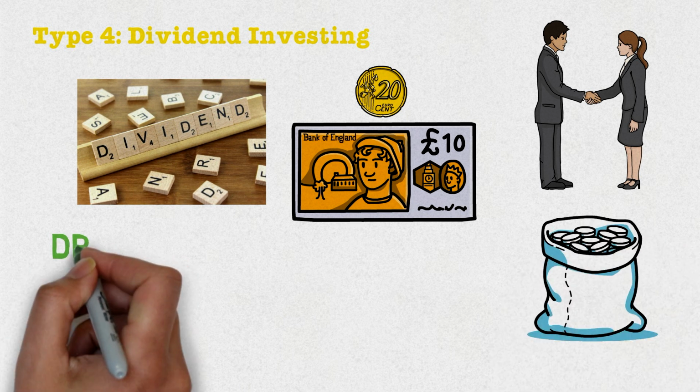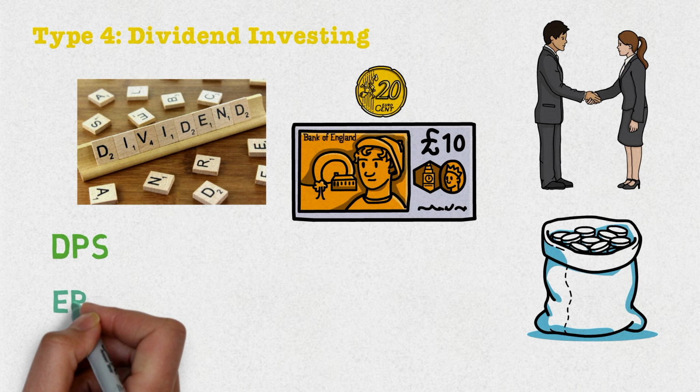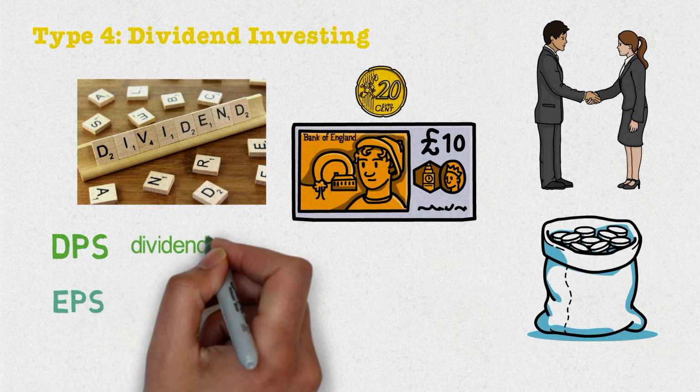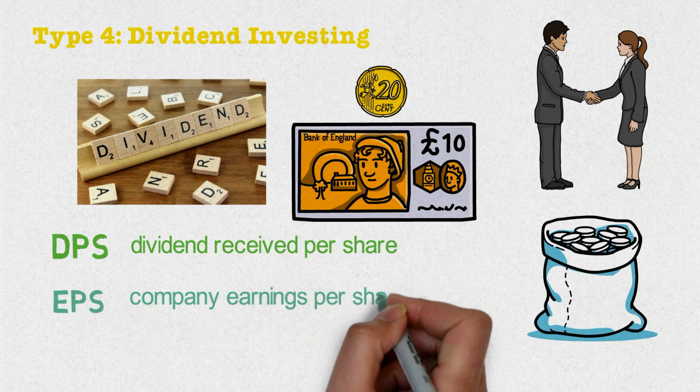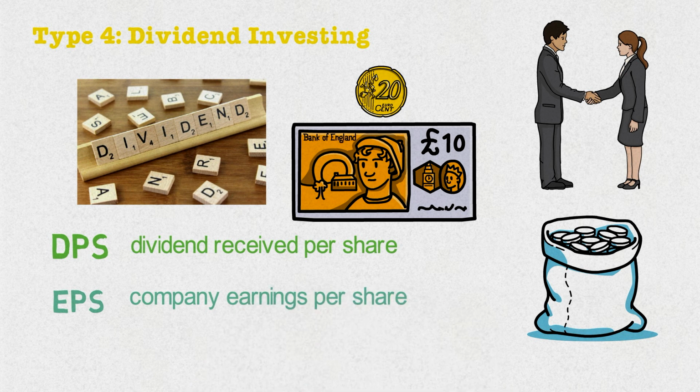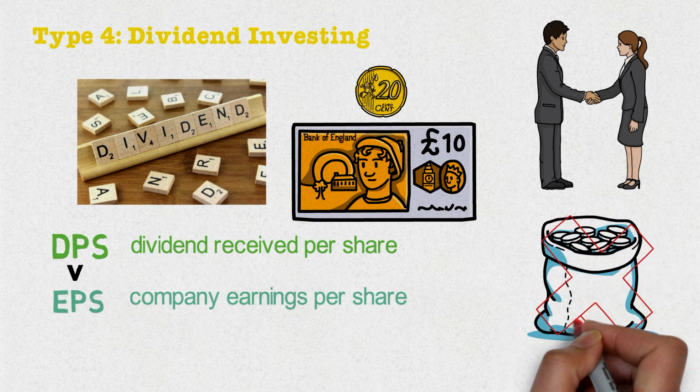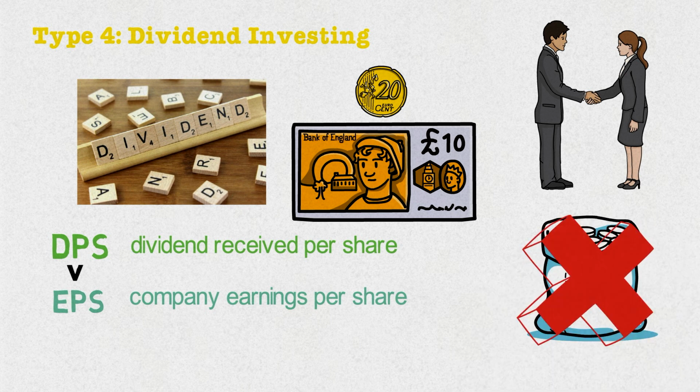The important indicators to judge this are DPS and EPS. DPS represents the dividend received per share, and EPS stands for company earnings per share. A prolonged period of EPS underperformance is usually a sign that the company's earnings will struggle to sustain its current dividend payout. In this case, dividend cuts are very likely to happen in the near future. The entry point for dividend investors depends on dividend yield. In general, the lower the stock price, the higher the dividend yield.